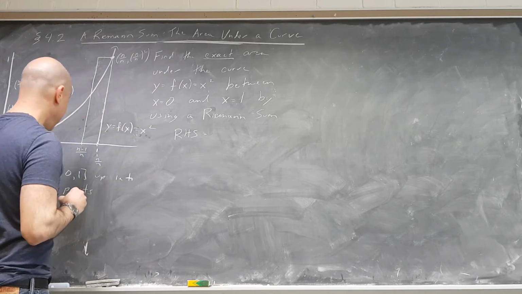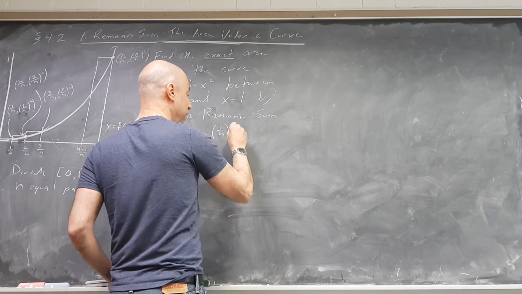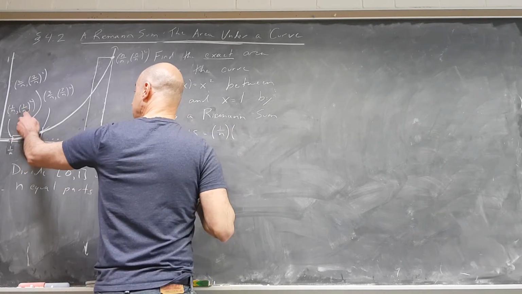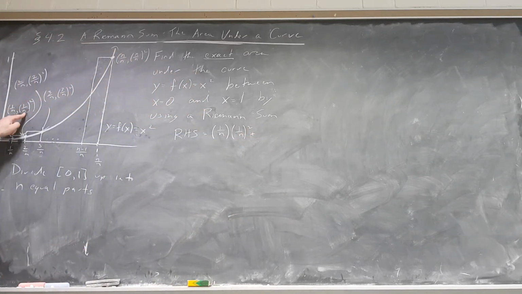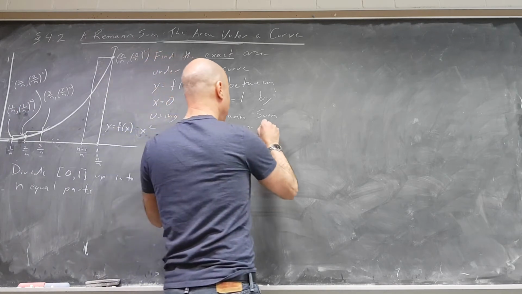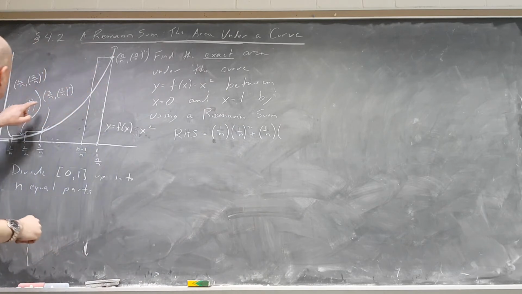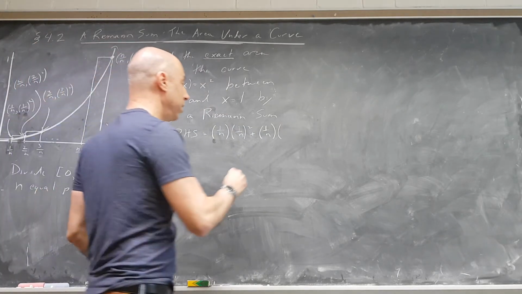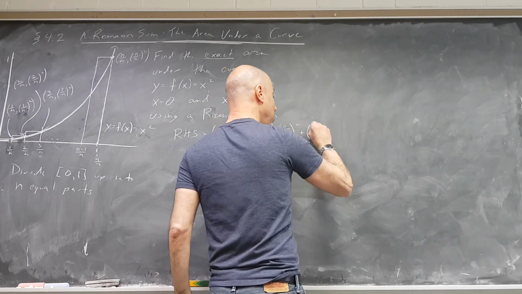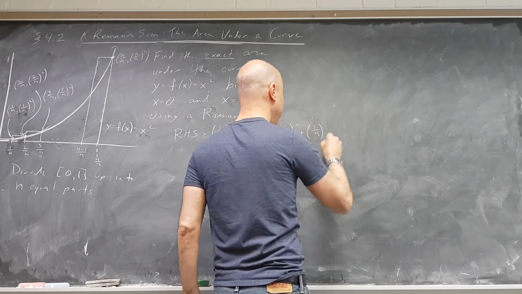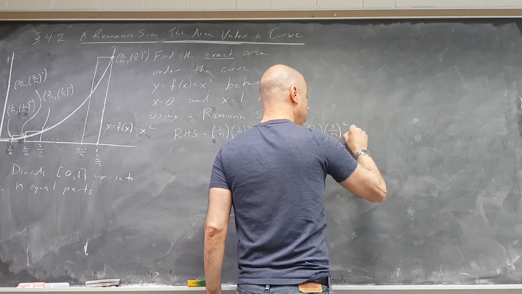How wide is that first rectangle? Well, it's 1 over n units wide. In fact, they're all 1 over n units wide. And the height of that first rectangle, we said that was 1 over n squared. The second rectangle, it's still 1 over n units wide, and its height is 2 over n all squared. The third rectangle, its width is still 1 over n. They're all 1 over n in width. And its height is 3 over n all squared.